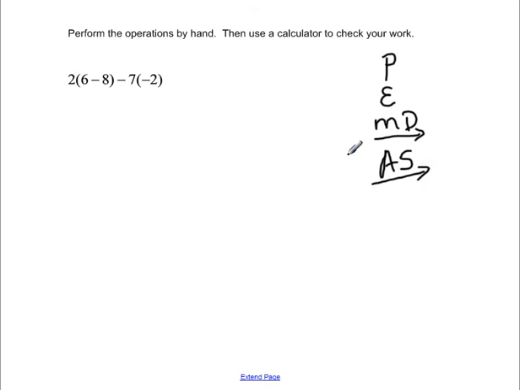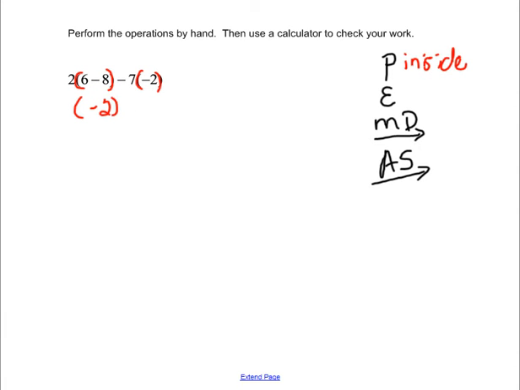So in this problem we're going to start by working inside the parentheses, and notice we have two sets of parentheses. We've got a set of parentheses here and a set of parentheses here. But in the second set of parentheses there's nothing to do inside the parentheses. When we see this P, it always means do what's inside those parentheses. Okay. So we're going to do this 6 minus 8. So when we do 6 minus 8, we certainly come up with negative 2.